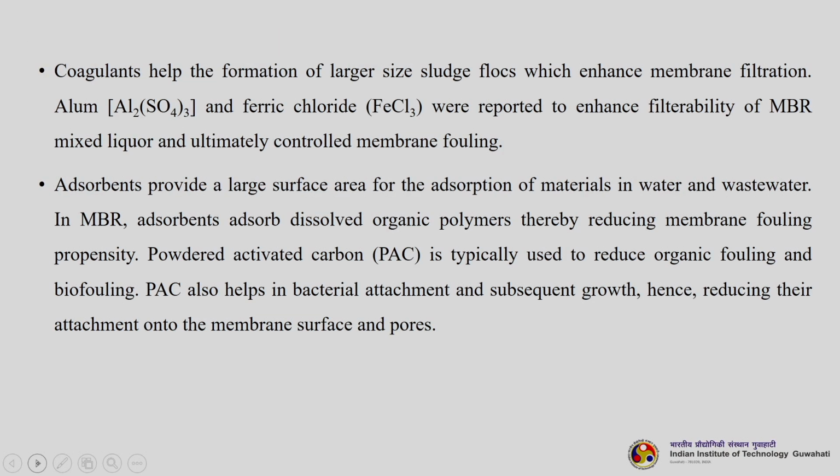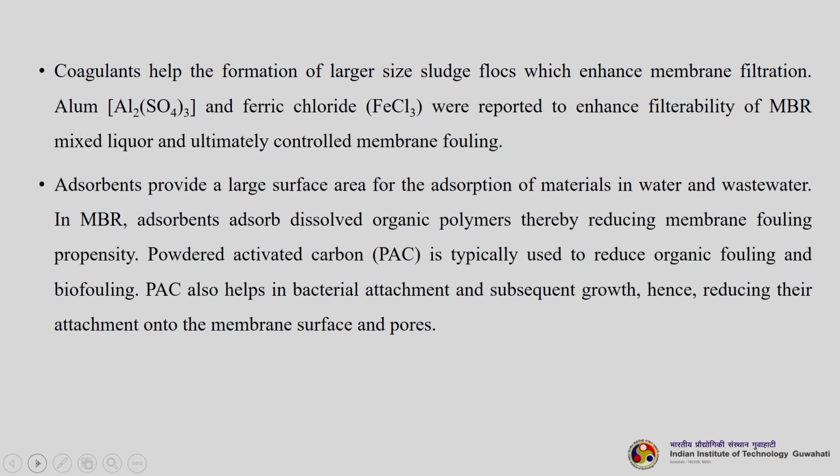So, what are the coagulants doing? Coagulants help the formation of large size sludge flocs. Why do you want to do it? Because if the sizes are small, they will try to penetrate through the membrane pores. We do not want that, right. If the particle sizes are bigger, the flocs become very big, they will just sit on the membrane surface, they will not push themselves into the membrane pores. So, alum and ferric chloride are very good coagulants. They are reported to enhance the filterability of MBR mixed liquor and ultimately control the membrane fouling.